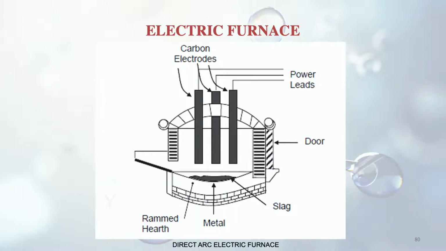So here we see the electric furnace. You can see in the diagram the carbon electrodes, the leads that are coming into it, and at the bottom you can see the rammed hearth. It is somewhat of a hearth shape and this is a different view, so we cannot see that. The metal is at the bottom, with slag on top of that. So this is called the direct arc electric furnace.